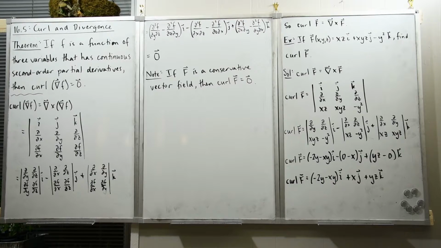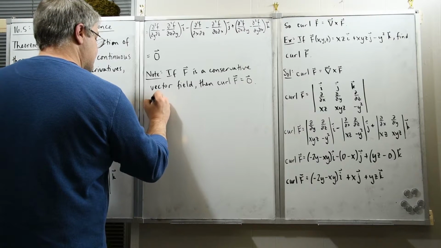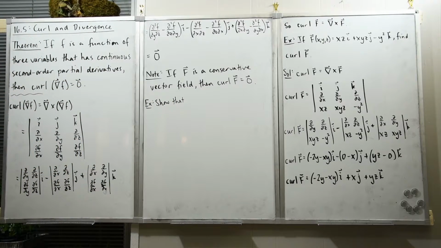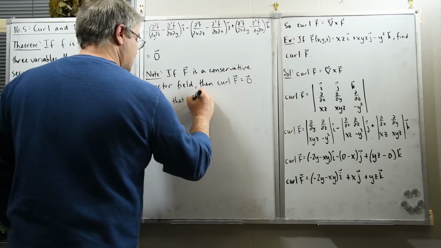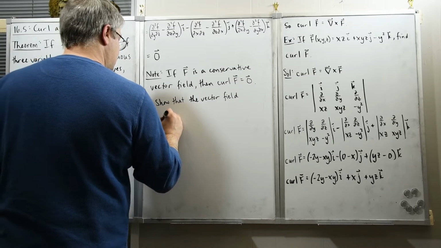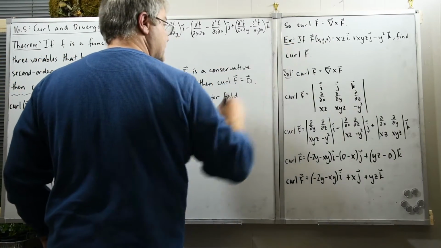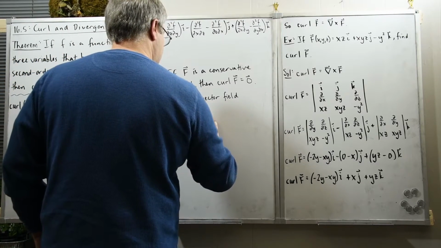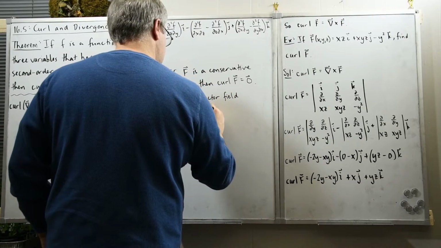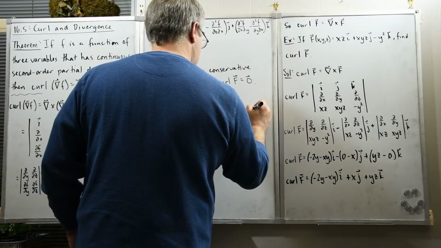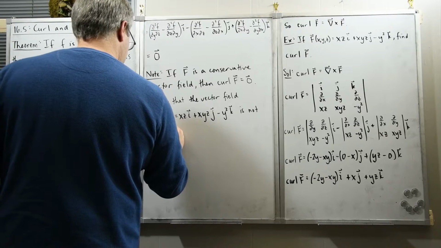So with that note, let's take a look at the following example. So here we're going to show that the vector field f of x, y, z equals, and it's the same one from the example that we did earlier, xz i plus xyz j minus y squared k. I'm going to show that it is not conservative.